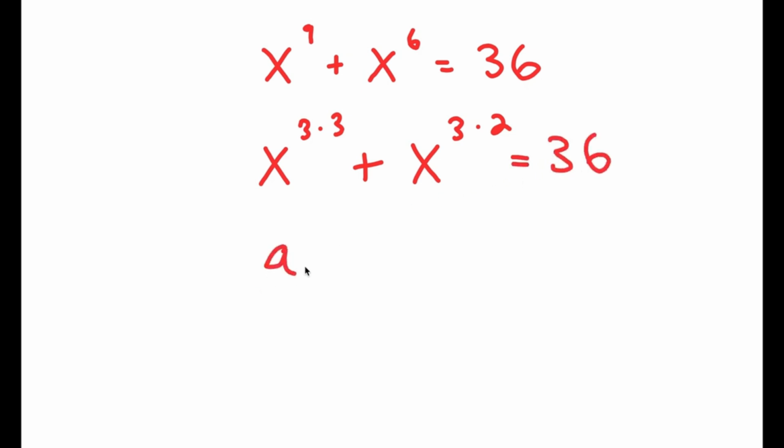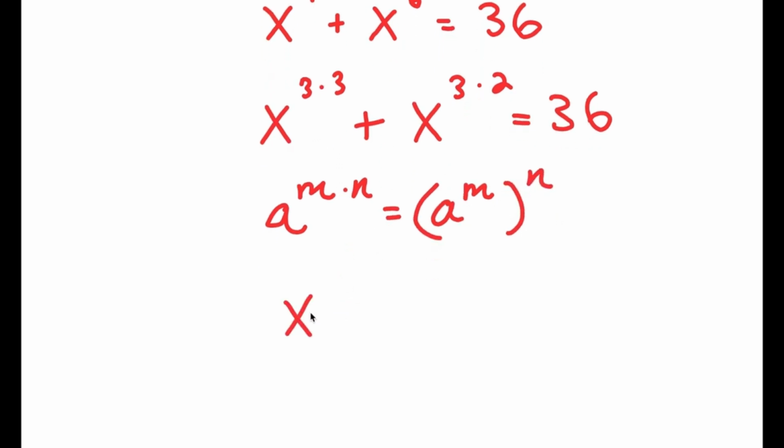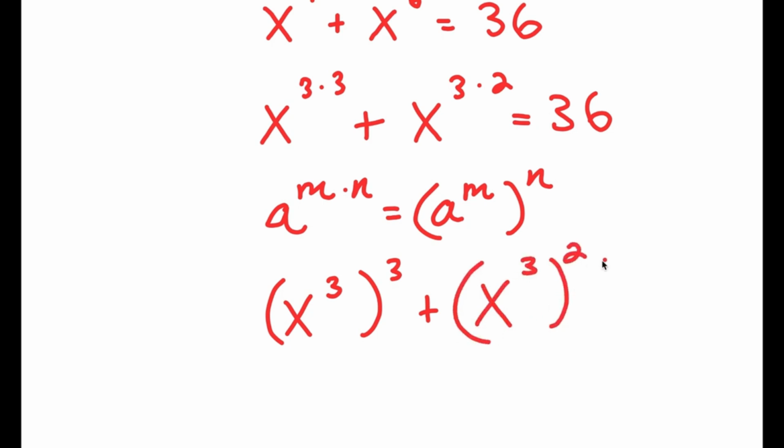Now, if I have something in the form a to the power of m times n, this is equal to a to the power of m to the power of n. So x to the power of 3 times 3 is going to equal x to the power of 3 to the power of 3, and x to the power of 3 times 2 is going to equal x to the power of 3 to the power of 2.